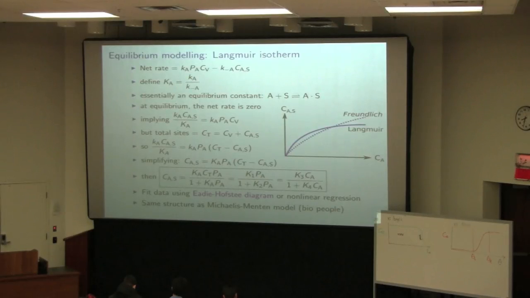You'll see that in some of the questions and in some of the textbooks at this level, they'll simply refer to the adsorbate as the solute. So I will sometimes use those terms interchangeably. Essentially CA is the concentration of the solute in the bulk or in the liquid phase or gas phase, and CAS is the concentration of that same solute on the solid adsorbent.